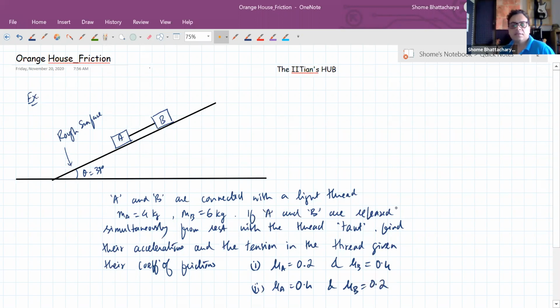Okay. Same inclined plane, but the coefficient of friction can be different because the blocks are made of different material. Take, obviously, g to be 10 meters per second square.